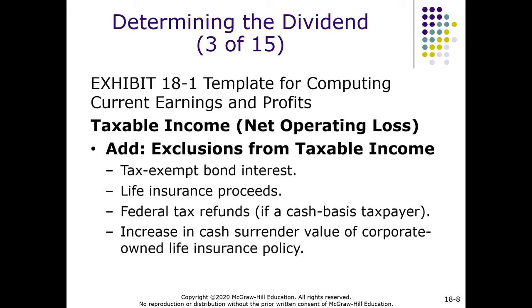All right, the template, Exhibit 18-1, we'll talk about it here in a second. And you'll notice in the past, I blow past a lot of the exhibits. I'm going to actually use Exhibit 18-1 on this one. It's actually one of the better ones. So for the taxable income or net operating loss, you add the exclusions from taxable income. So for example, if you earn $20,000 of tax-exempt bond interest, that's income. The government had an opportunity to tax it. It didn't tax it for whatever reason. So that's not your fault. So you get to add that in as income that's potentially subject to distribution.